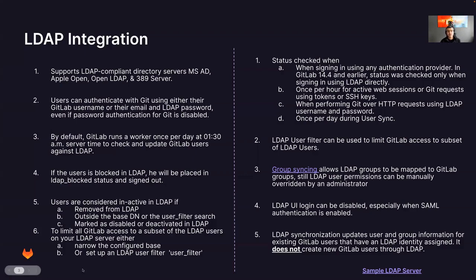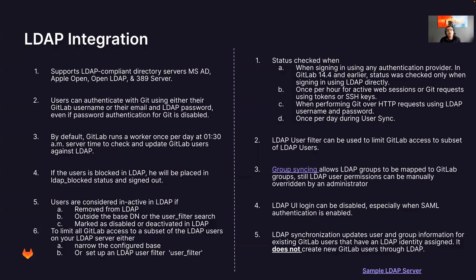Cool, I think I've covered already that user search filter using the DN name. Now, the next is when the status of that user is checked. Yes, the synchronization happens once a day and you can configure that. But what about the status check for the user? First, whenever the user signs in, starting from GitLab 14.4, if he signs in with any authentication provider, the status will be checked. Is he still an active user or not?